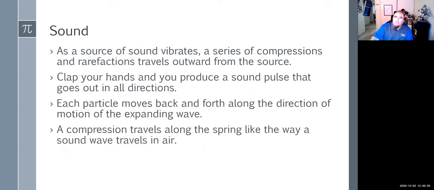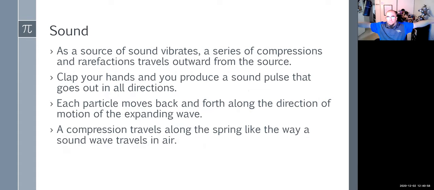As the source of the sound vibrates, a series of compressions and rarefactions travel outward from the source. Compressions are areas of high compression. Rarefactions are the areas behind that area of high compression. So if you clap your hand like that, right, sound is going to go out in all directions out there. Each particle is moving back and forth along the direction of an expanding wave.